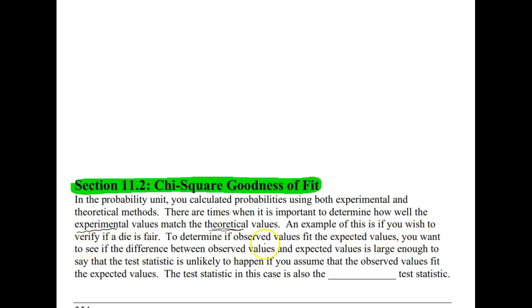To determine if observed values fit the expected values, you want to see if the difference between observed and expected is large enough to say that the test statistic is unlikely to happen if you assume that the observed values fit the expected ones. In this case, we're also going to be looking at observed counts and expected frequencies, just like we did with the chi-square independence test in the last section. And so our test statistic in this case is also going to be the chi-square test statistic.